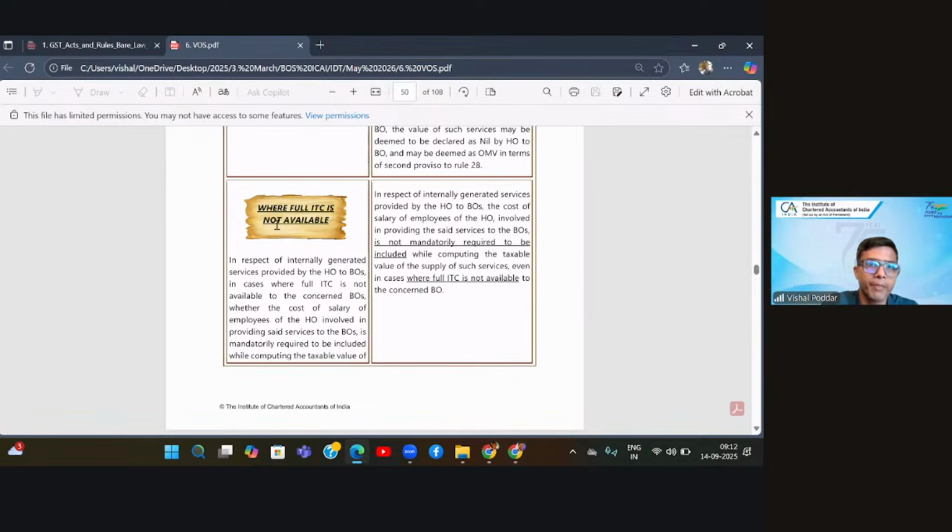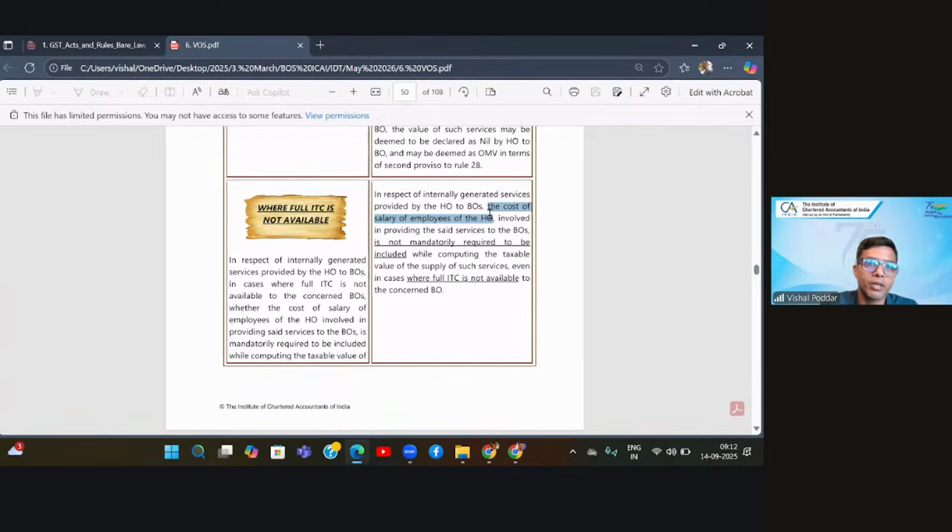And now they are saying, if I am providing any internally generated services, in respect of those services I will have to do a cross charge. Now, the only question is, what will be the value? So here they have clarified that whatever is the cost of running my head office, adding 10% on that will be the value, for which they are using Rule 30.